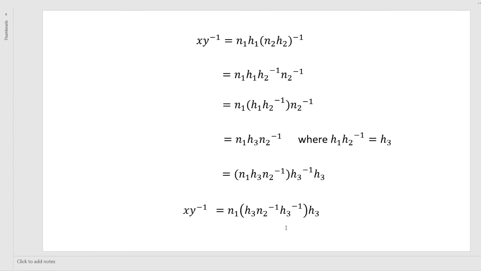Next, look here, these are the elements of H, obviously. These are the elements of H, which means they come from G. These are the elements of G. G, N, G inverse, like this, is an element of N, because N is normal, which means this element is in N. I call this one N3.